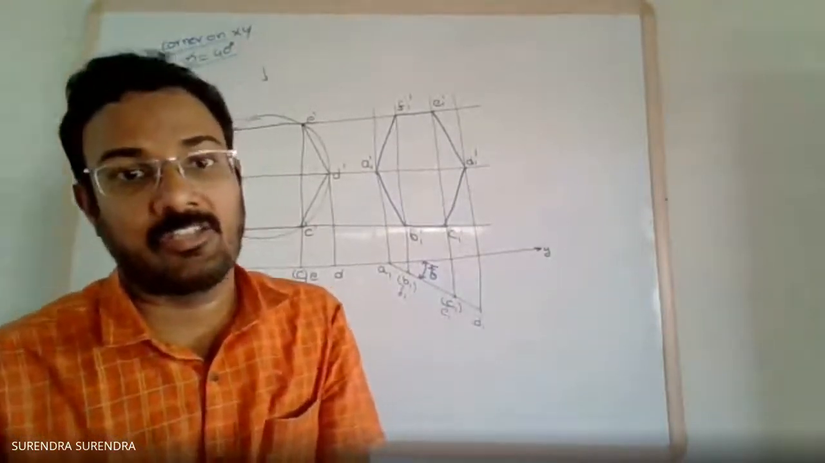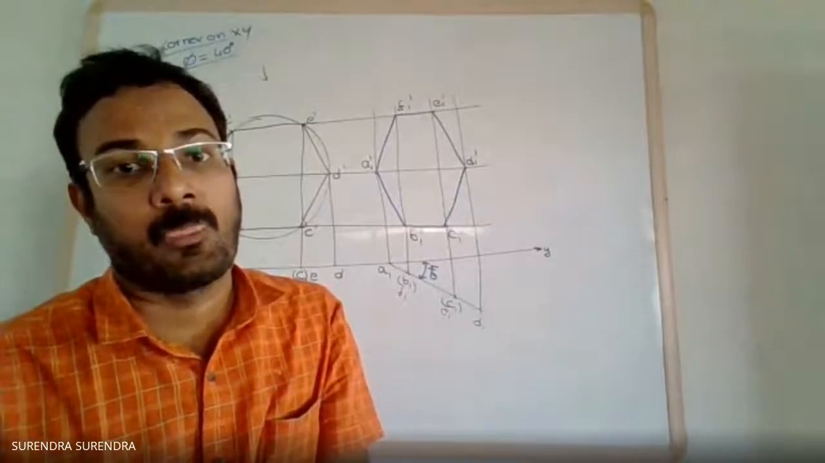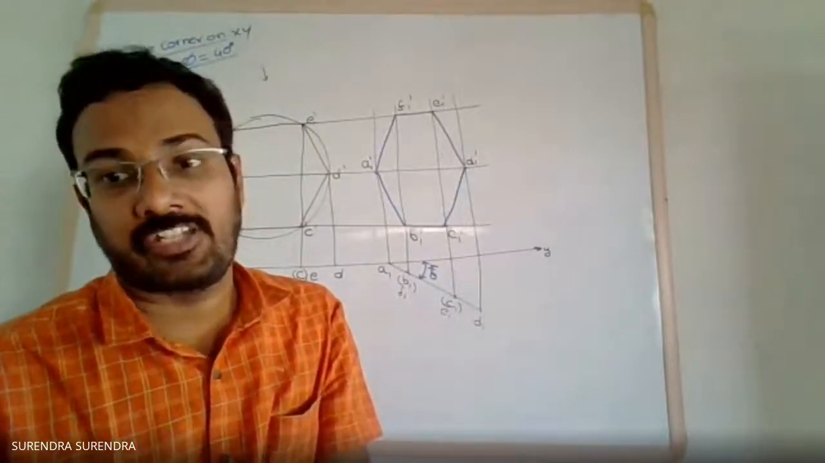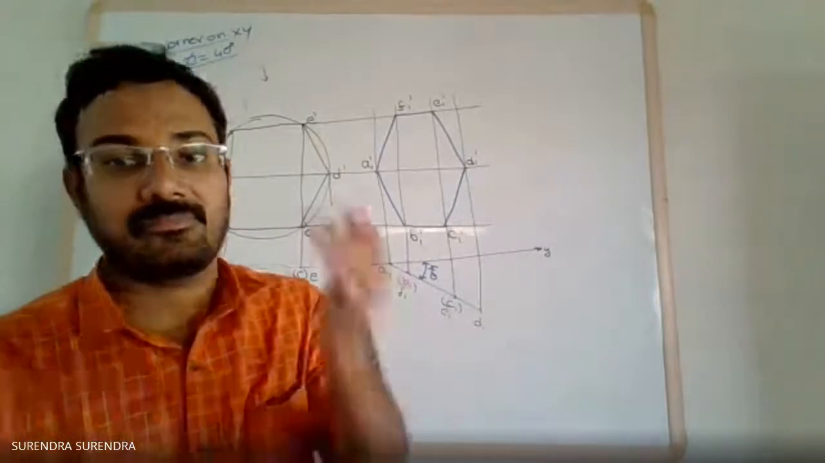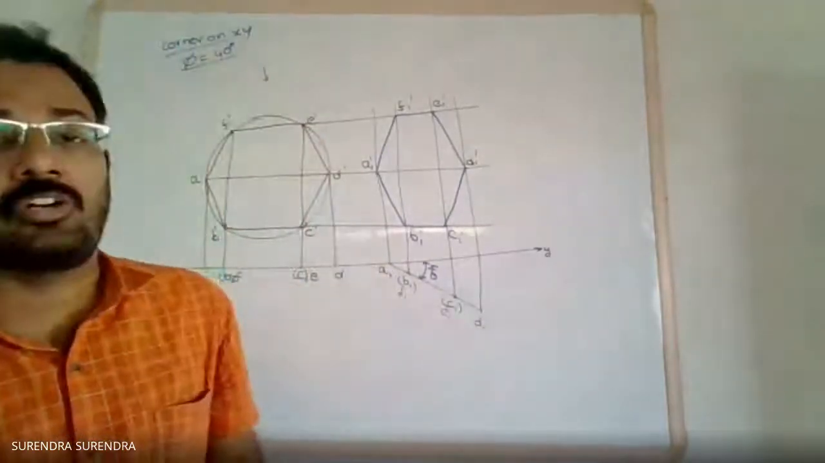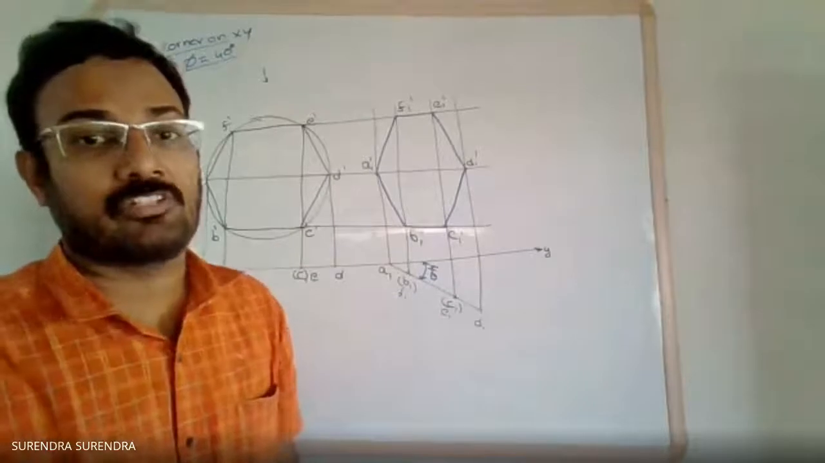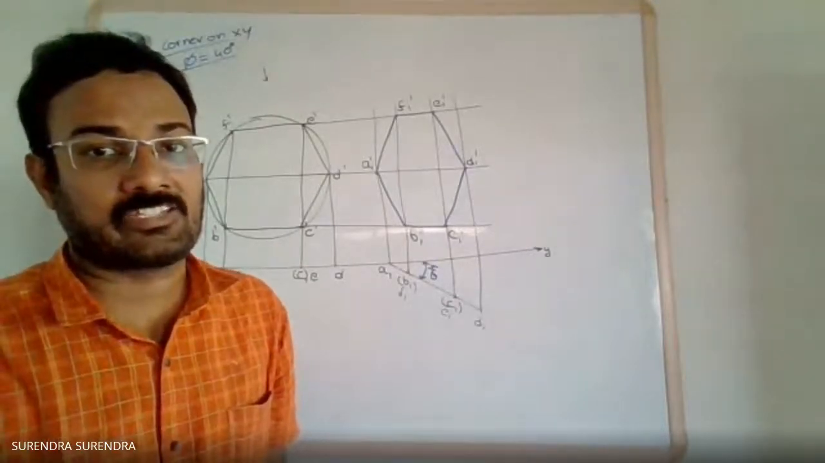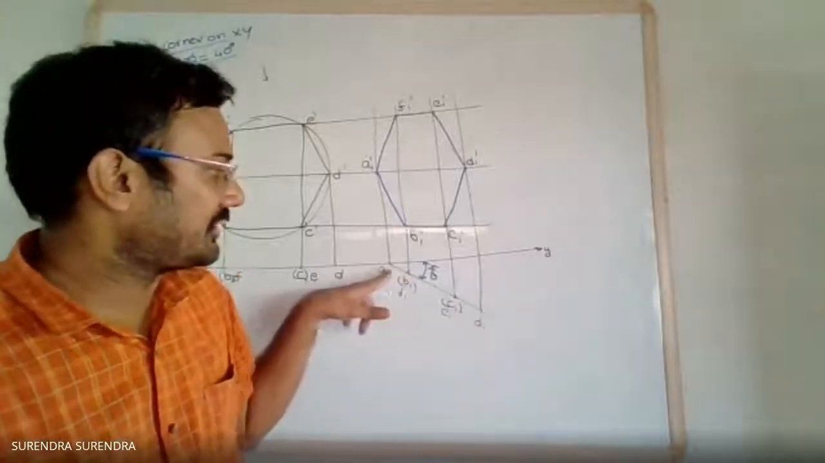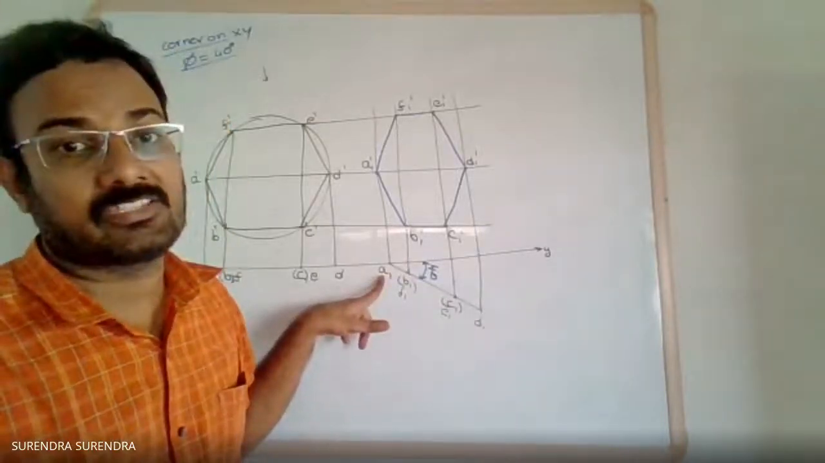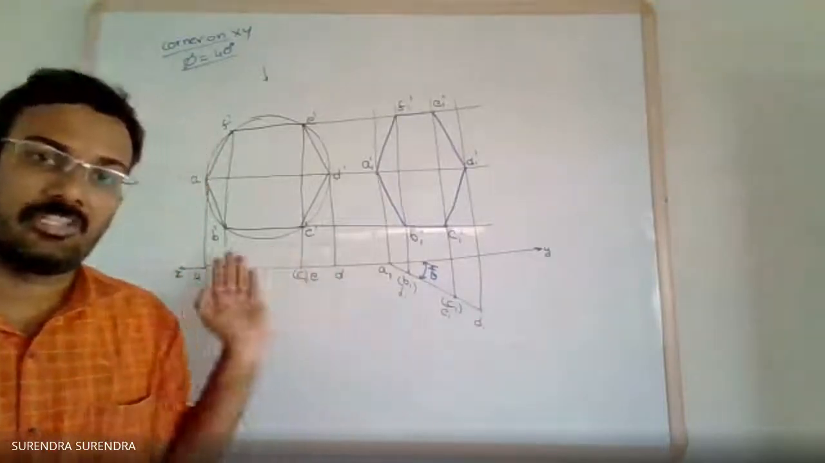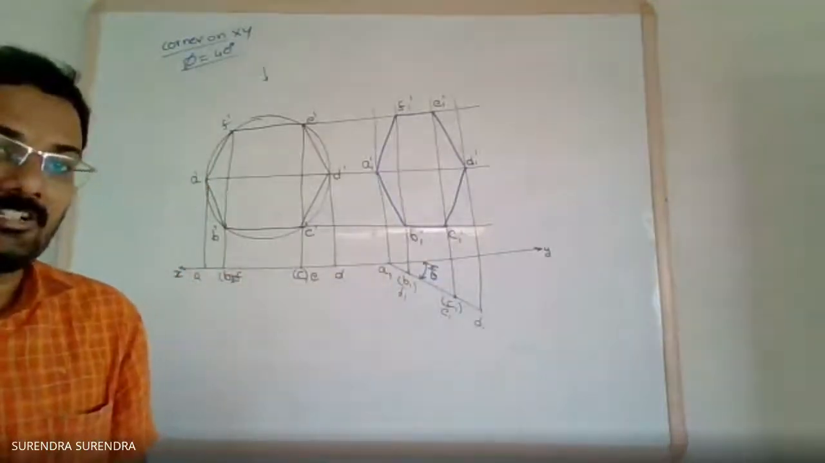One more condition. It is resting on its corner on the vertical plane, or it is having a corner on VP. So corner on VP means a point. The corner must be on the XY line in the final top view. In the final top view, point A is on the vertical plane. So now the problem is completed.